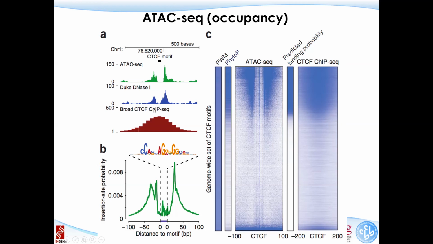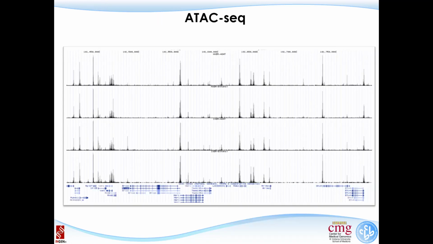But if you think about this a little bit more deeply, what happens here? Why is there no signal in this part? Because CTCF is binding there, so Tn5 cannot get in as well. So it has a protection effect as well. So by this, if you do the analysis properly, for some of the transcription factors, you can identify their target binding sites as well.